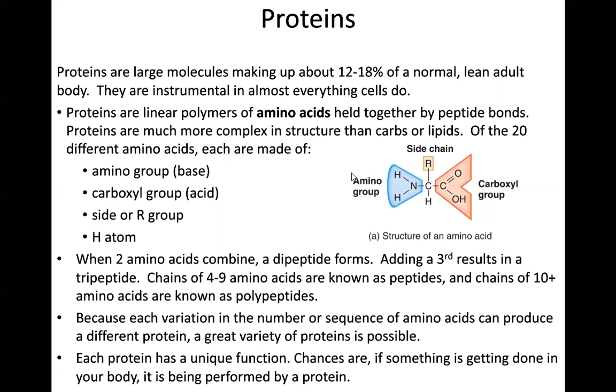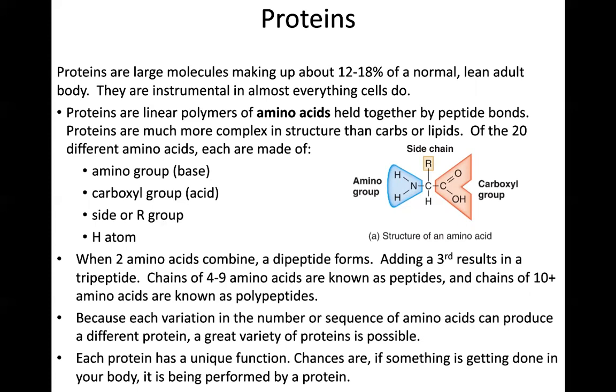Where an amino acid differs from another one is this R group. There are 20 different amino acids. You take 2 of those, you can make a dipeptide. A third makes a tripeptide. 4 to 9, that's a peptide. 10 plus are polypeptides. Think of an amino acid like a letter in the English alphabet. How many letters are in the English alphabet? 26. There's 20 amino acids, so there's not quite as many letters.